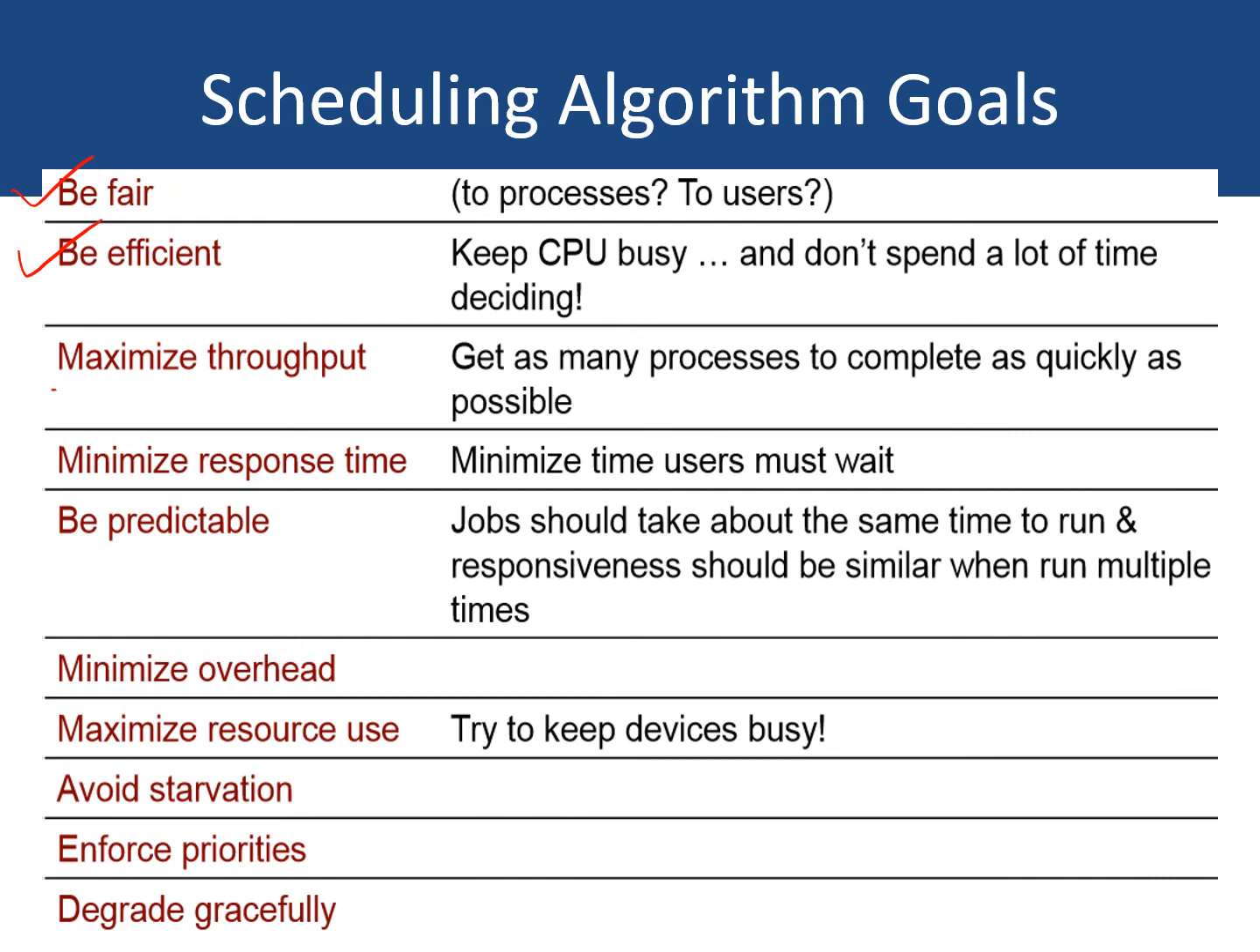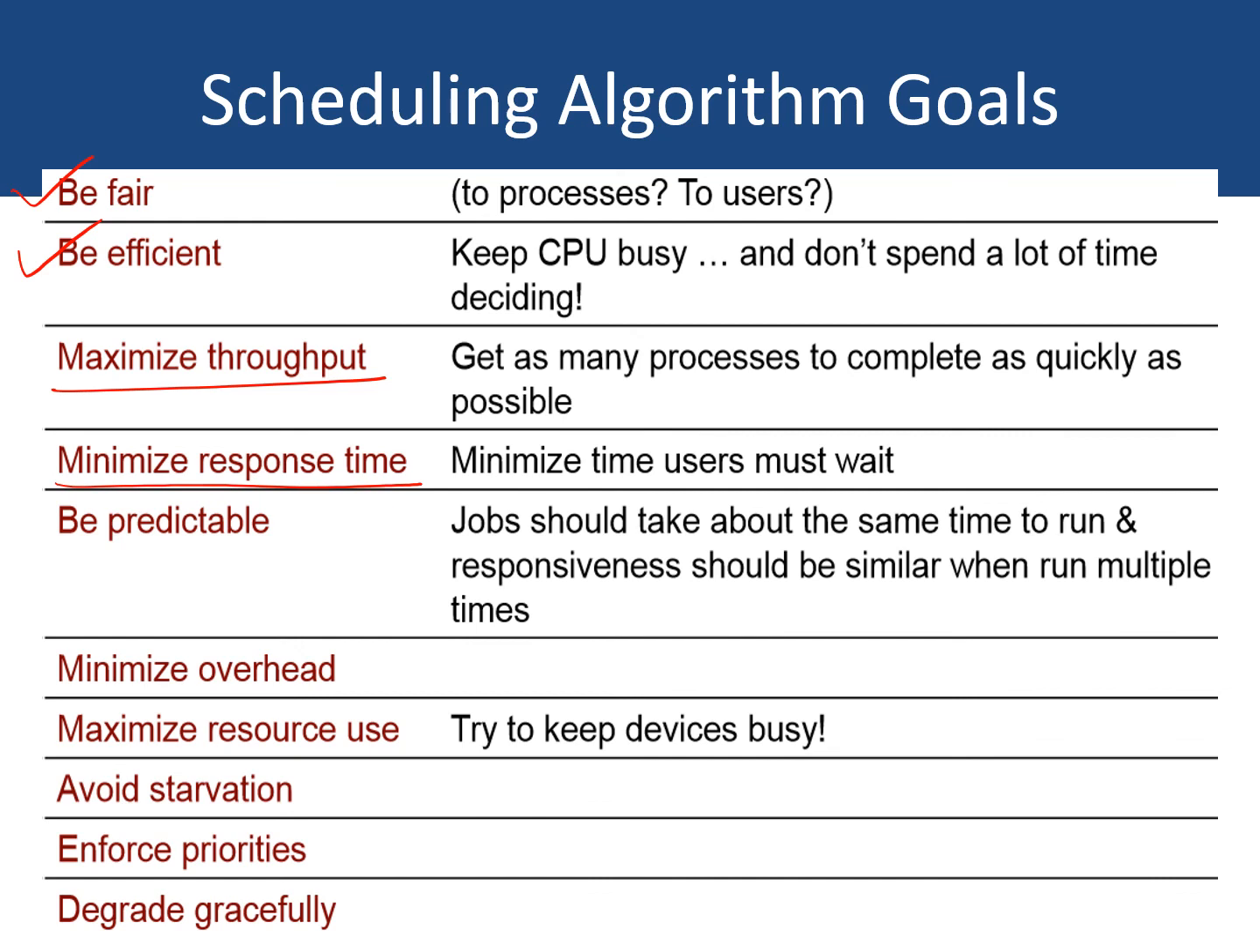The schedulers also try to maximize the throughput so that we can get as many processes completed as quickly as possible. In general, they try to minimize the response time so that the users do not have to wait too long before they can start receiving responses from their system, from their processes, especially in interactive systems.